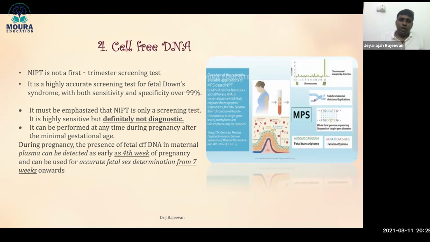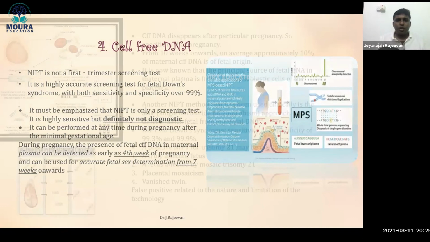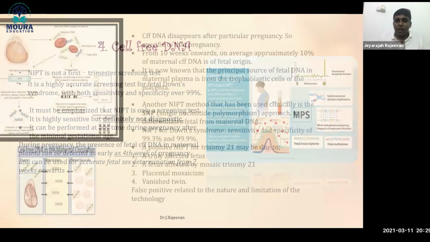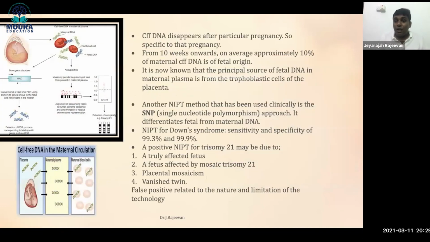Okay, so as a theory student, always you need to know cell-free DNA is definitely not a diagnostic test, it's a screening test. Right? Definitely not a diagnostic test, it is a screening test. Please remember it. Okay? Right. So cell-free DNA might be wrong due to some reason.